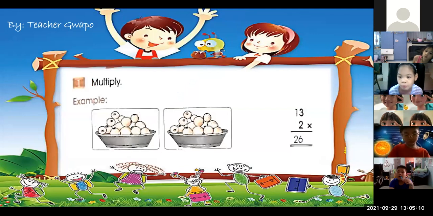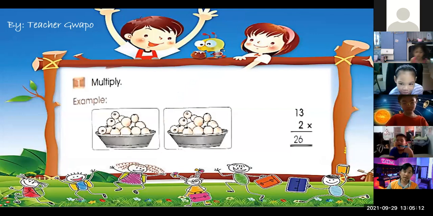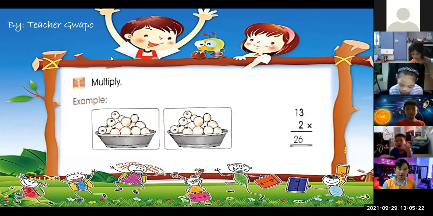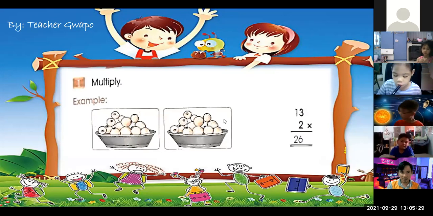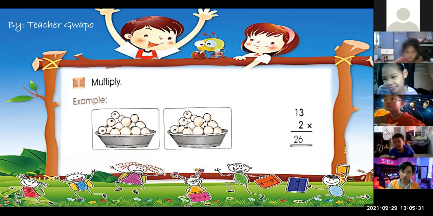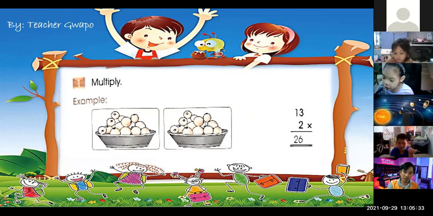Now here, an example in your book. You can see this picture in your book on page 83. Open your book, page 83. Here you will see that there are 2 groups of 13. What is this, is it a guava? The picture is not really clear. But as long as there are 2 groups and each group has 13 fruits, 2 times 3 is 6, and 2 times 1 is 2. So we have here 26.